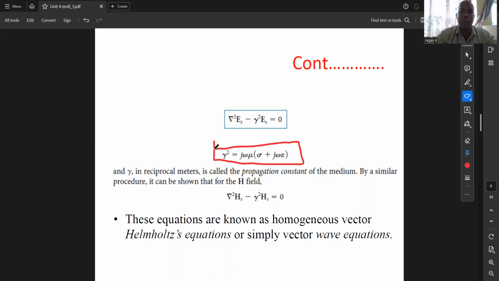Let's say that this gamma is a propagation constant. It is a complex parameter which consists of two basic parameters, alpha and beta. Alpha is the attenuation constant, beta is the phase shift constant. Now see that here we had these equations in terms of electric field.